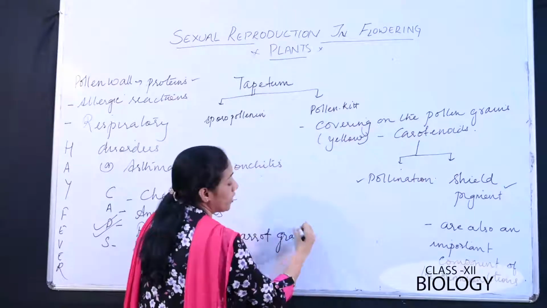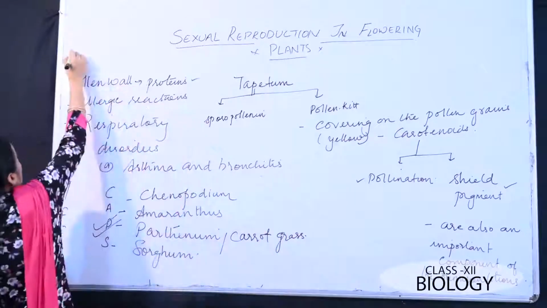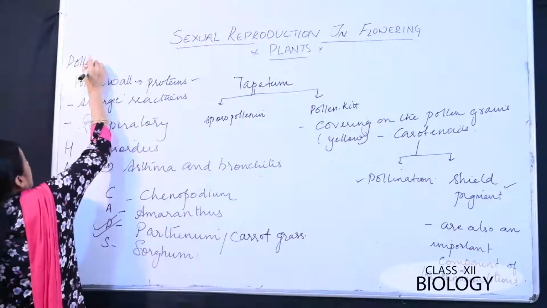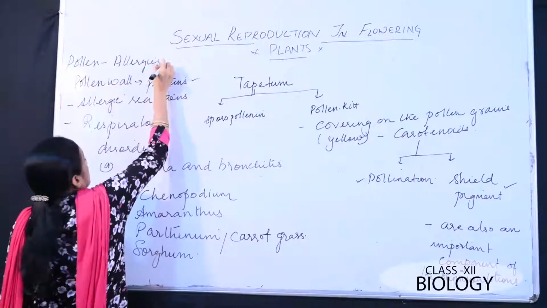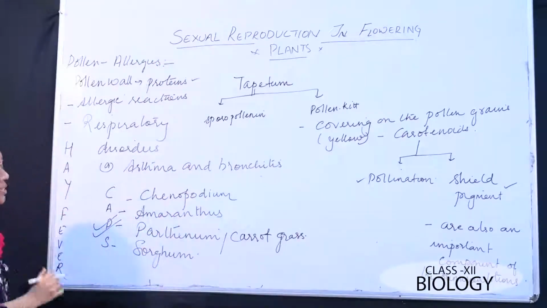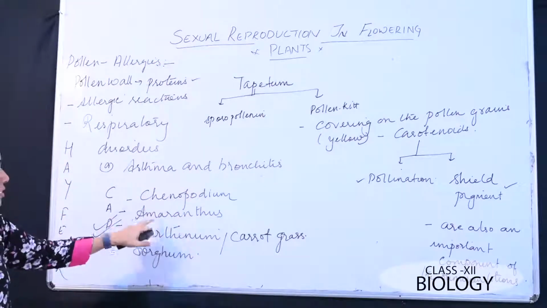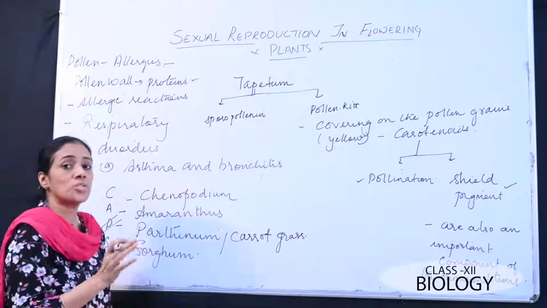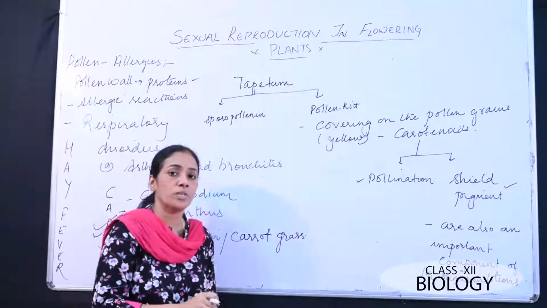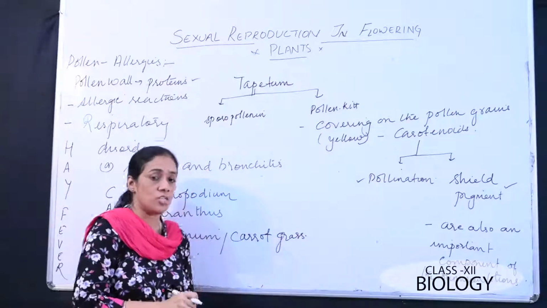This causes pollen allergy. So here I'll write the heading, pollen allergies. If you remember CAPS, I think it's very easy to remember these plants. The most potent is Parthenium, which was introduced as a contaminant along with the imported variety of wheat. Okay.